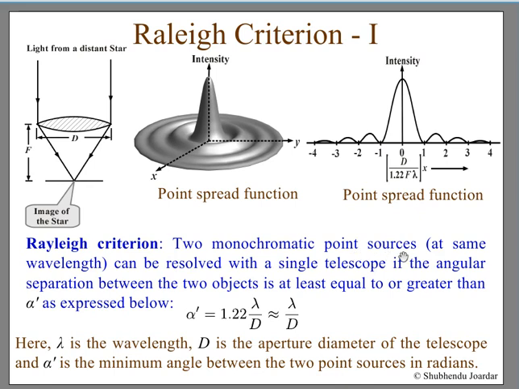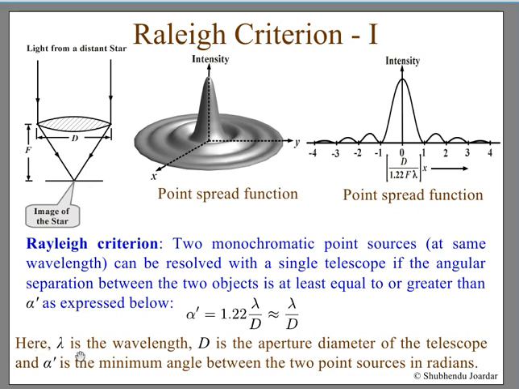Two monochromatic point sources at the same wavelength can be resolved with a single telescope if the angular separation between the 2 objects is at least equal to or greater than alpha dash, as expressed below. So alpha dash is the minimum angular resolution. This is the angle. If the 2 objects make an angle less than this, then you will not be able to see them as 2 on the screen. You will see them as 1. I will go into more details on the next page.